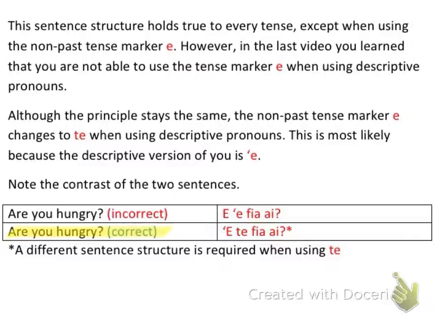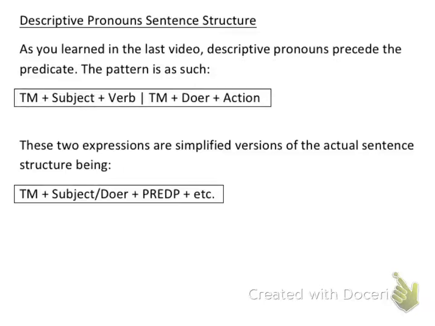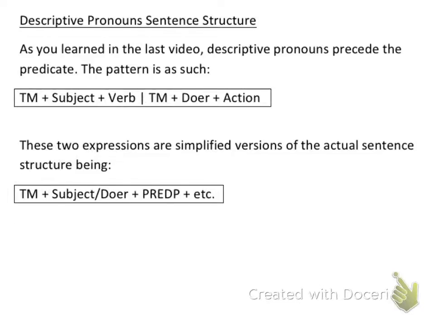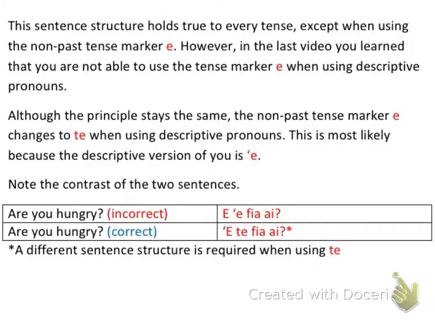You'll note that I have an asterisk on this sentence, and that asterisk is basically saying a different sentence structure is required when using te. In the last video we learned how to use our descriptive sentence structure with every tense marker besides the habitual tense marker. That was what we learned on the first slide. This slide is true for every tense except when I want to use the habitual or non-past tense marker. But when I want to use that, instead of the old version that we used in the emphatic, this a right here, we now use te. And that te switches up the sentence structure a little bit.